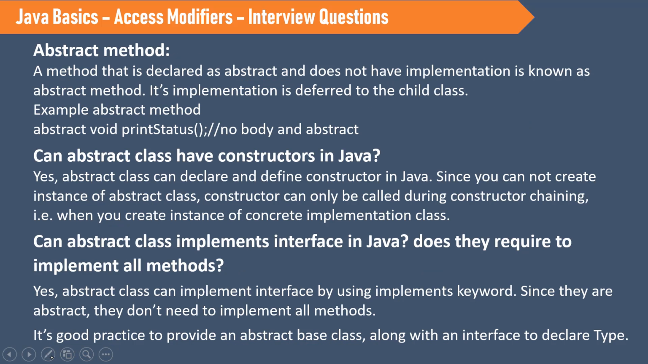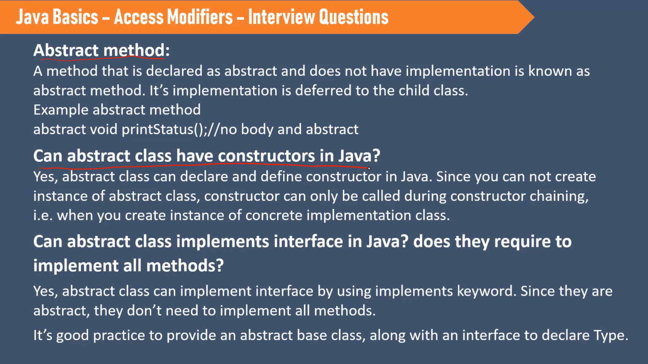Next question is, what is an abstract method? So we have already seen this one. A method which is declared with the keyword abstract and doesn't have any body is known as an abstract method. So how do we get the implementation for the abstract method? We have to have a child class which implements the abstract method of the parent class. Then only we can get functionality for that abstract method.